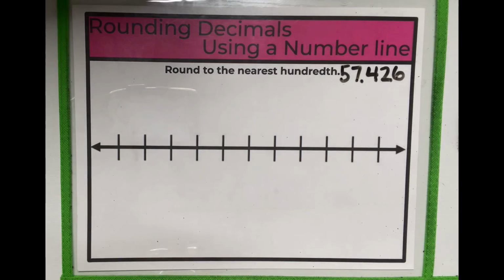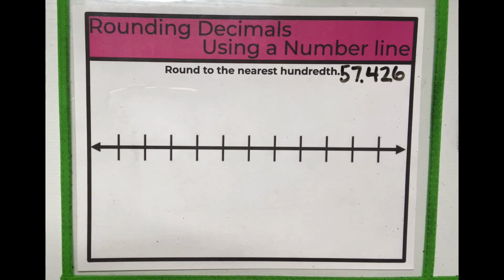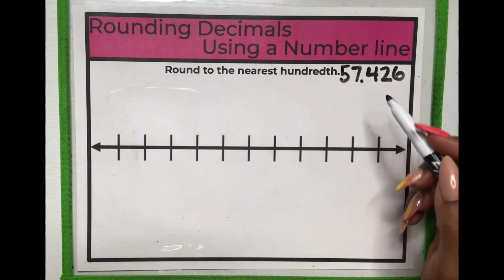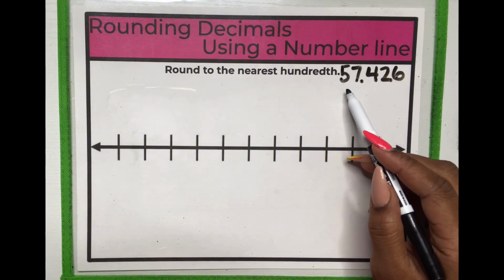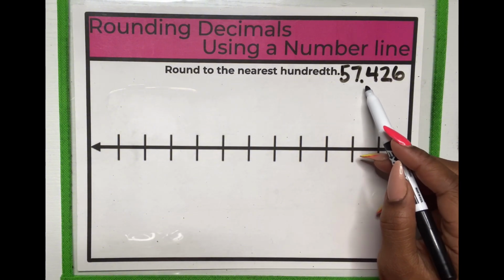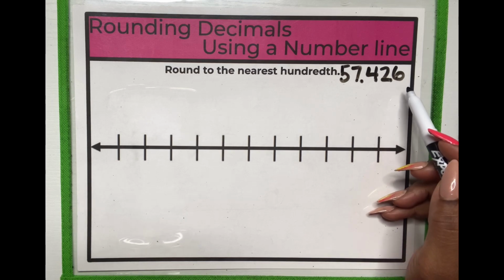Let's get started. Today we're going to practice rounding decimals using a number line, rounding to the nearest hundredth. This is a mini lesson, so we're going to do one problem today. Here we have the decimal number 57 and 426 thousandths.